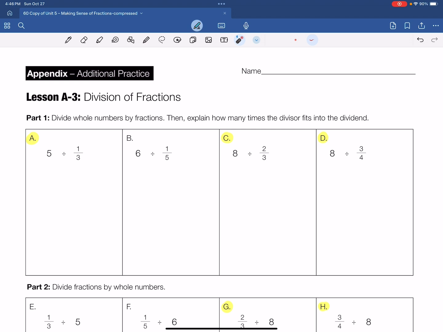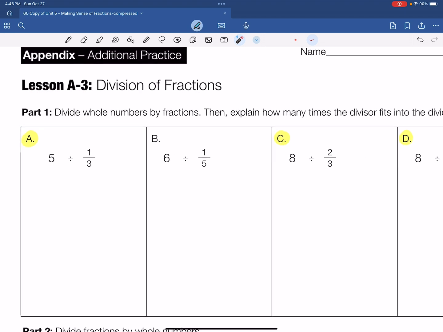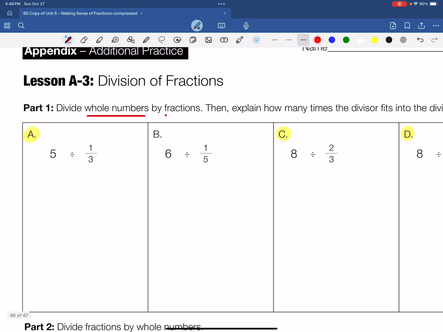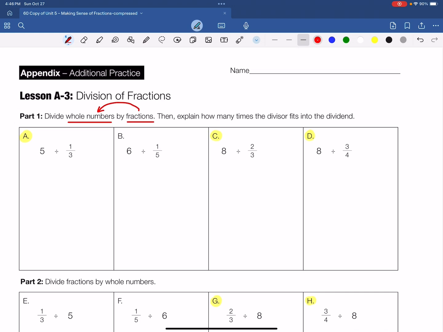All right, welcome. This is Fractions Appendix Lesson A-3, Division of Fractions. Part 1, divide whole numbers by fractions. Go ahead and underline whole numbers and underline fractions. So we're going to find out how many times the fraction fits into the whole number. Then it says, explain how many times the divisor fits into the dividend. Go ahead and underline.